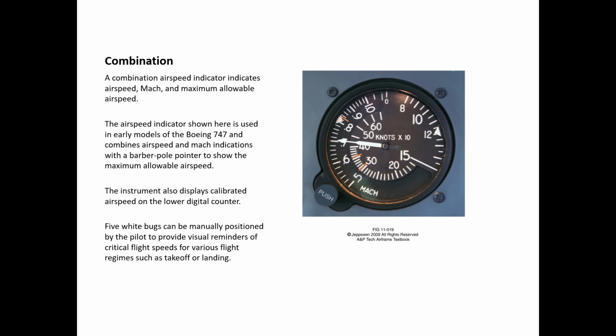Here's a combination airspeed indicator, which allows airspeed, Mach, and maximum allowable airspeed. The airspeed indicator shown here is used in early models of the Boeing 747 and combines airspeed and Mach indications with a barber pole pointer to show the maximum allowable airspeed. The instrument also displays calibrated airspeed on the lower digital counter. Five white bugs can be manually positioned by the pilot to provide visual reminders of critical flight speeds for various flight regimes, such as takeoff or landing.